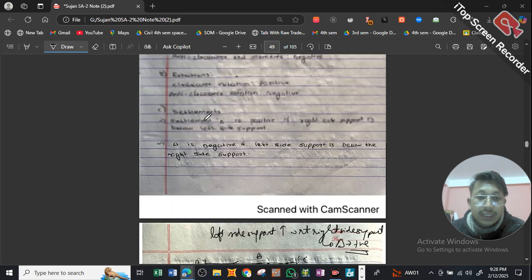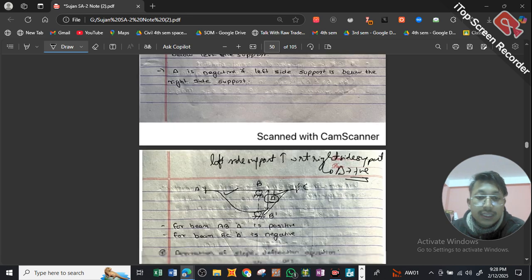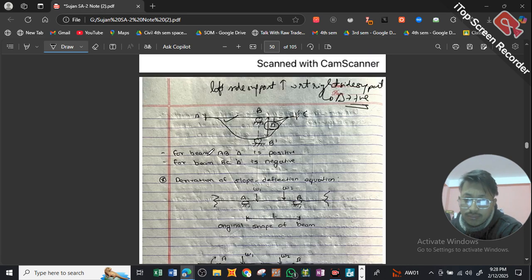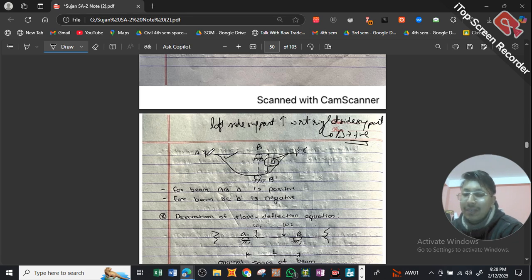So this is written over here. Settlement is positive if the right side support is below the left side support, or you can assume it in this way. I have assumed this simply by my hand. If my left hand is above with respect to my right hand, it is going to be positive. But if the right hand or right side support is upward, it is going to be negative. So remember, in such a way you can make mnemonics.